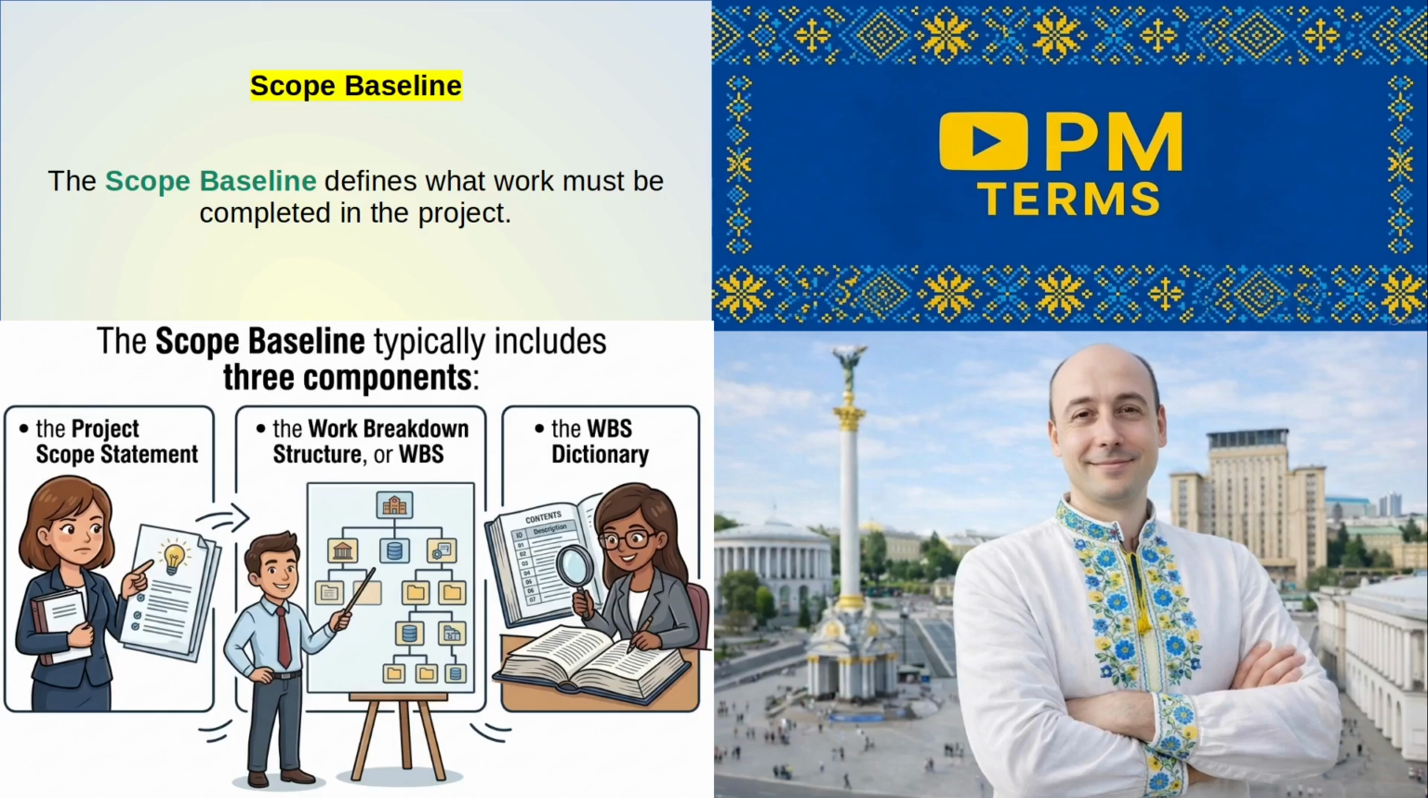This helps prevent scope creep, which occurs when additional work is added without proper approval. When a stakeholder requests new features or additional tasks, the project manager must evaluate the request against the scope baseline and process it through change control if necessary.